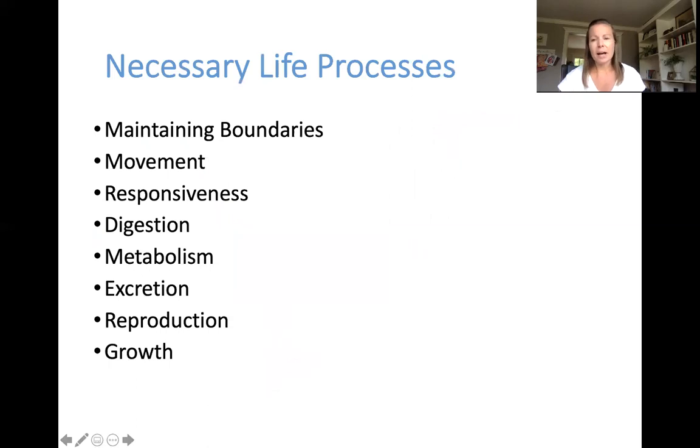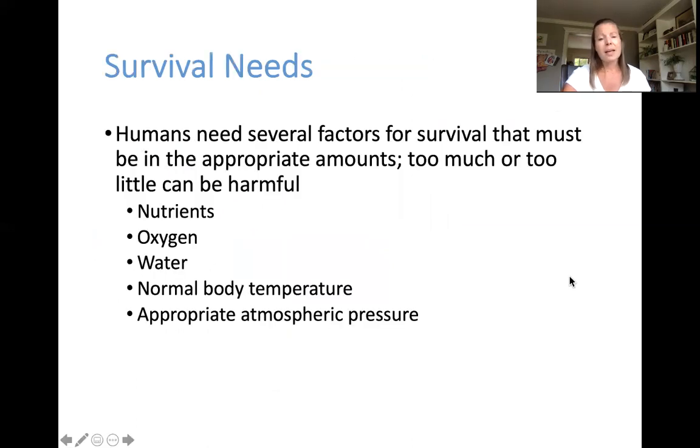Okay, and then in the Unit 1 module, you can read through the processes that are essential for maintaining life, and you can read the brief descriptions that I've included for each of those things. And then just basic survival needs. There's really just 5 major things that are required to sustain life.